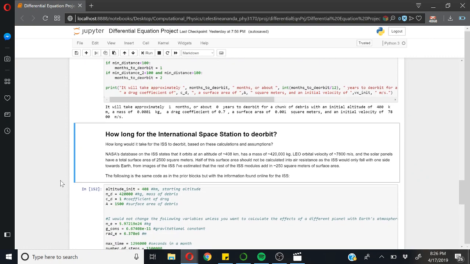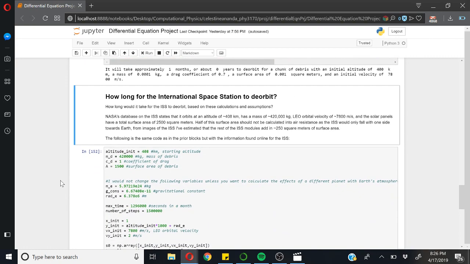Alright, so now we're going a little wild. I wanted to run the simulation for an object that was bigger, that had a more stable orbit, and see what kind of numbers we'd get. So let's see how long it would take with these crude estimates for the International Space Station to deorbit.